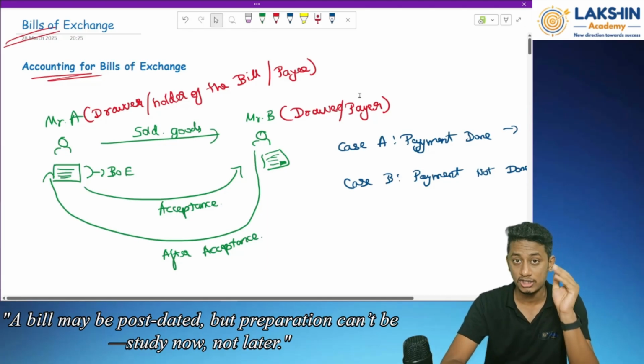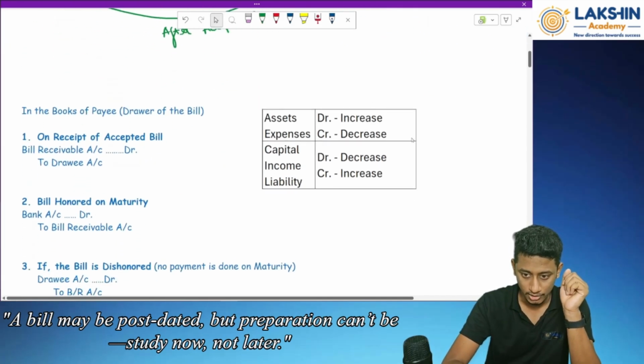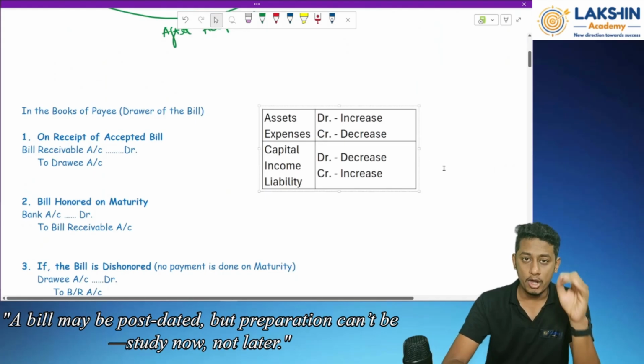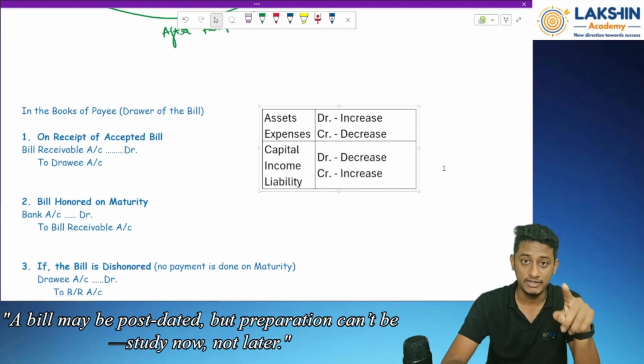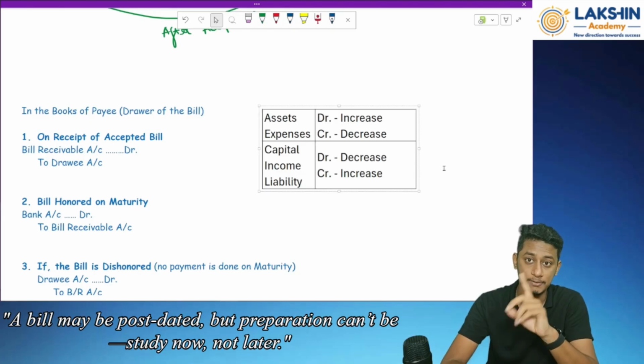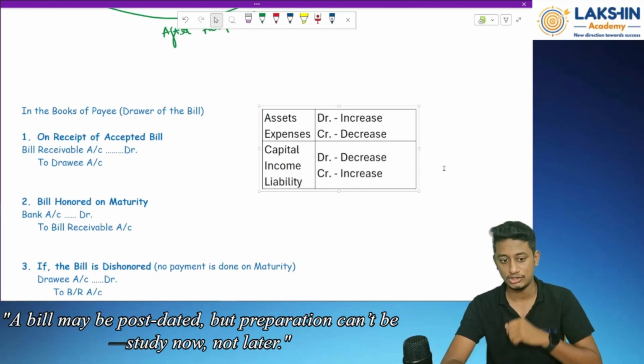How the accounting of bill of exchange is done. Whoever has not watched the video for journal entries, please finish off the journal entry videos first and then come to this chapter, or else you won't understand a bit of it. Please complete that chapter and then come over here. Clear? Yes. So let's continue.